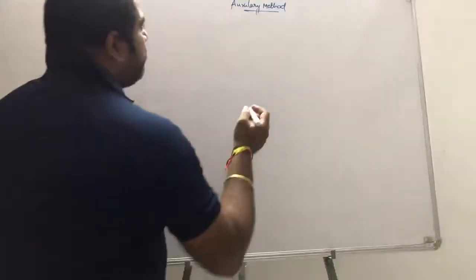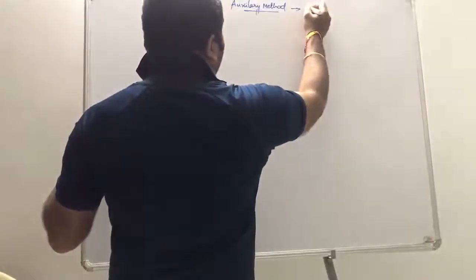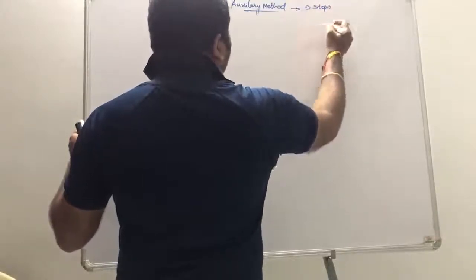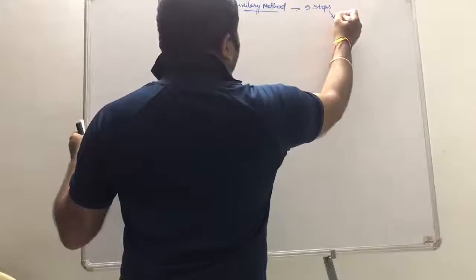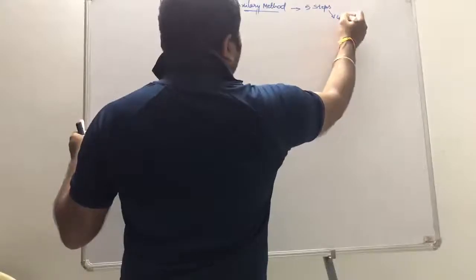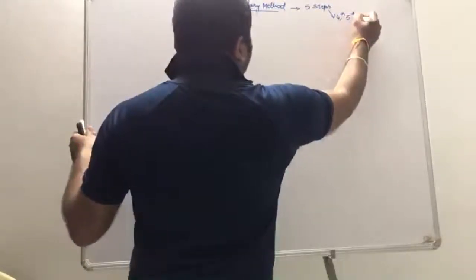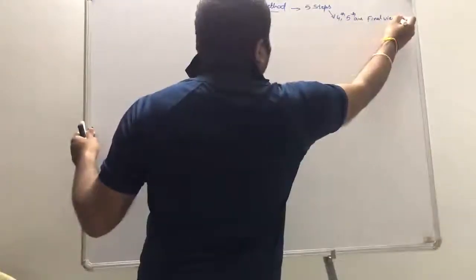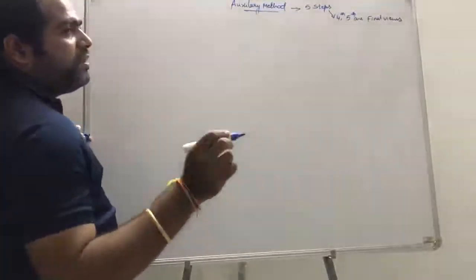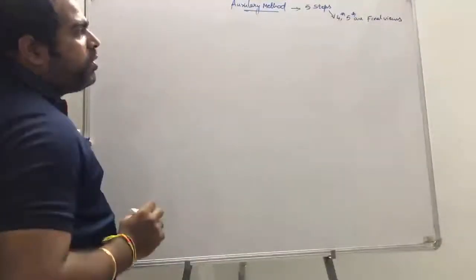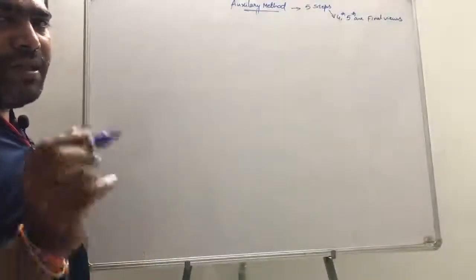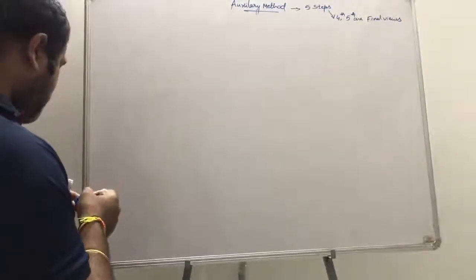So auxiliary method, how many stages is it? It has only 5 steps. In these 5 steps, the 4th and 5th are the final views. So you are going to obtain only 5 steps. In the change of position method, you obtain 6 steps. Okay, let us see a simple problem.